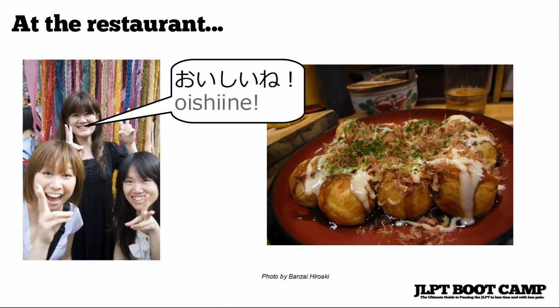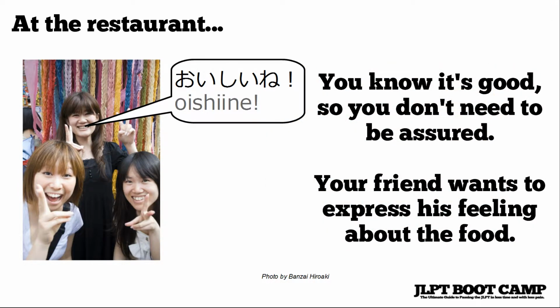All right. One last time, we're going to go back to the restaurant. You've tried the takoyaki. You love it. It's great. It's really good food. And your friend now says, "Oishii ne." And you know it's good because you've tried it. You don't need to be assured. You don't need to have that new information. Your friend wants to express his or her feeling about the food and wants to get some kind of agreement.